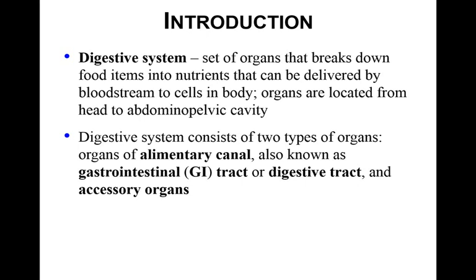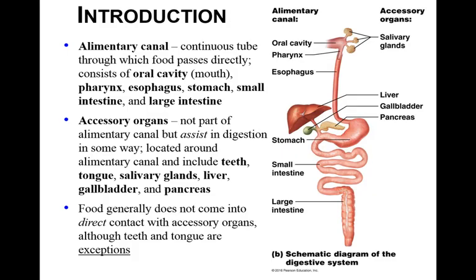Now you have two types of organs. You have the alimentary canal, also known as your gastrointestinal or GI tract, or some people call it the digestive tract. All of those basically are the same thing. And then the second type of organ are your accessory organs. With your alimentary canal, this is just a continuous tube where food passes directly through it. It starts at the oral cavity or your mouth, goes to the pharynx, down your esophagus into your stomach, your small intestines, and finally your large intestines. And then from there, whatever's left, your food residue, will of course be defecated from the body.